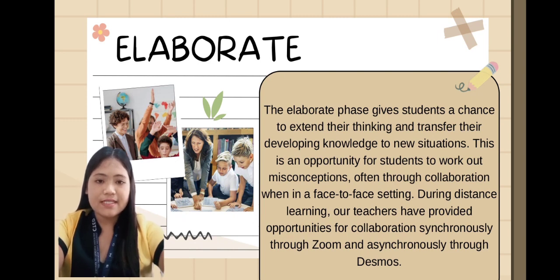The elaborate phase gives students a chance to explain their thinking and transfer their developing knowledge to new situations. This is an opportunity for students to work out misconceptions, often through collaboration when in a face-to-face setting. During distance learning, our teachers have provided opportunities for collaboration synchronously through Zoom and asynchronously through demos.